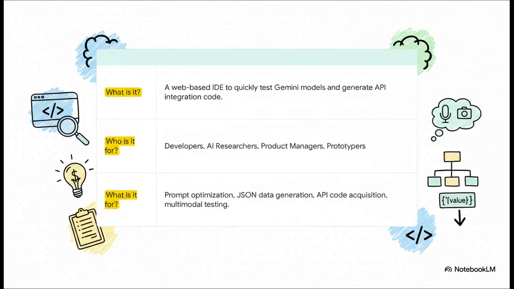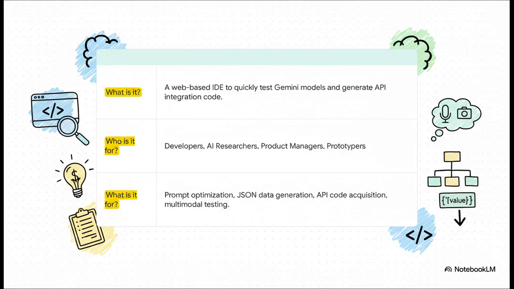So, AI Studio is basically custom-built for developers, researchers, and product managers who need to check if an idea is any good, fast. You can perfect your prompts, test how the AI handles images or audio, and even tell it to structure all its data as JSON. Now, the best part? It is completely free to mess around with Google's latest Gemini models. And when you're done, it spits out ready-to-use API code.